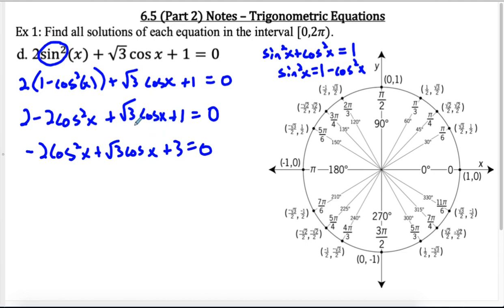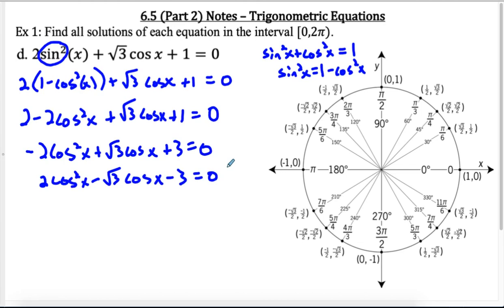Now, whenever we're working with a quadratic, it's usually easiest if my leading coefficient is positive. So I can go ahead and divide both sides here by negative 1. All that's going to do is change the sign on every term. So I can go ahead and make this 2 cosine squared of x minus the square root of 3 cosine of x minus 3 equals 0.